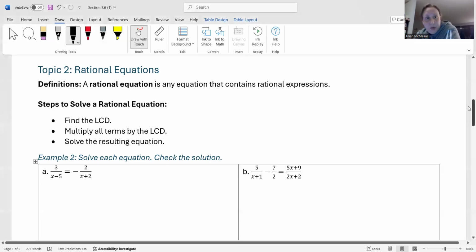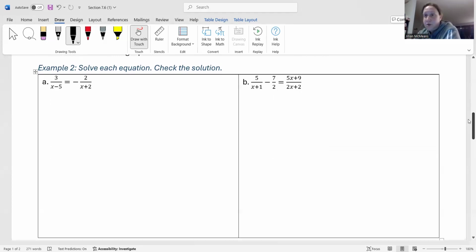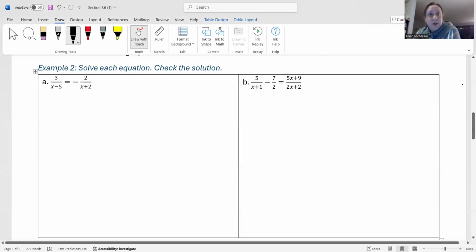Now, example 2 says to solve each equation and check the solution. Fair warning, for parts A and B the answers are fractions, so we're going to use the calculator to check our solutions. What I'm going to show you can be a helpful tip if you don't know how to use this particular feature of your calculator.